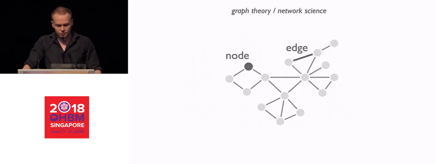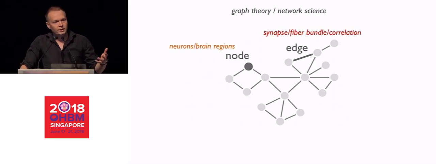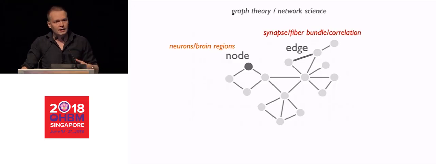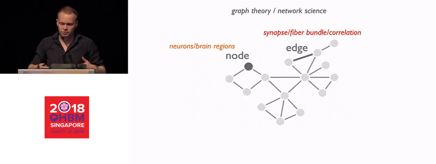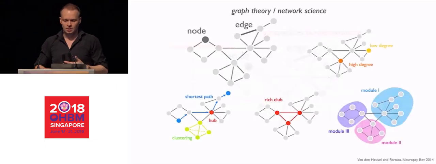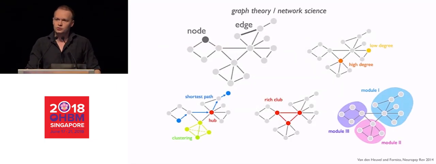It doesn't need much introduction, I think, but basically what we're doing is we're describing the brain regions, could also be neurons, as the nodes of the network, and then the relationship between those nodes that we aim to reconstruct by means of synaptic reconstruction or fiber bundle reconstruction or correlations as the edges of the network. And once we've done that, we can actually use the great toolbox of network science to extract all different types of topological features of these networks.